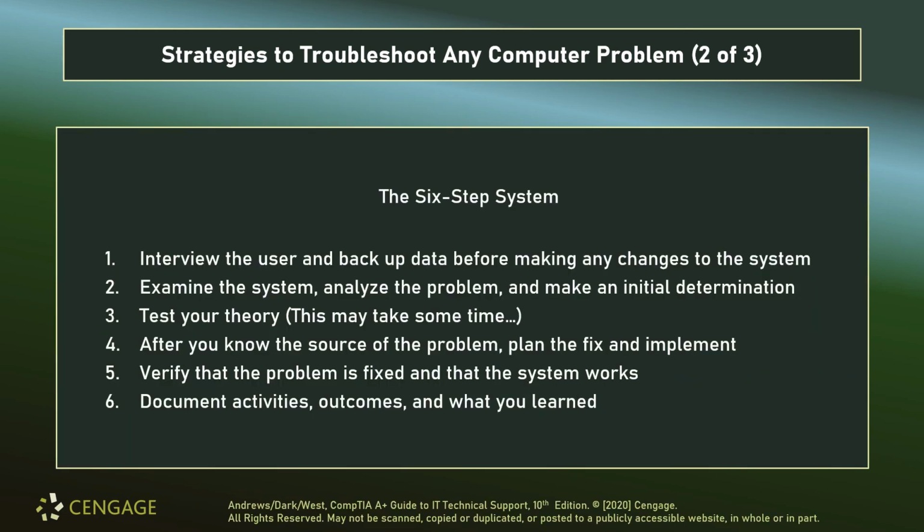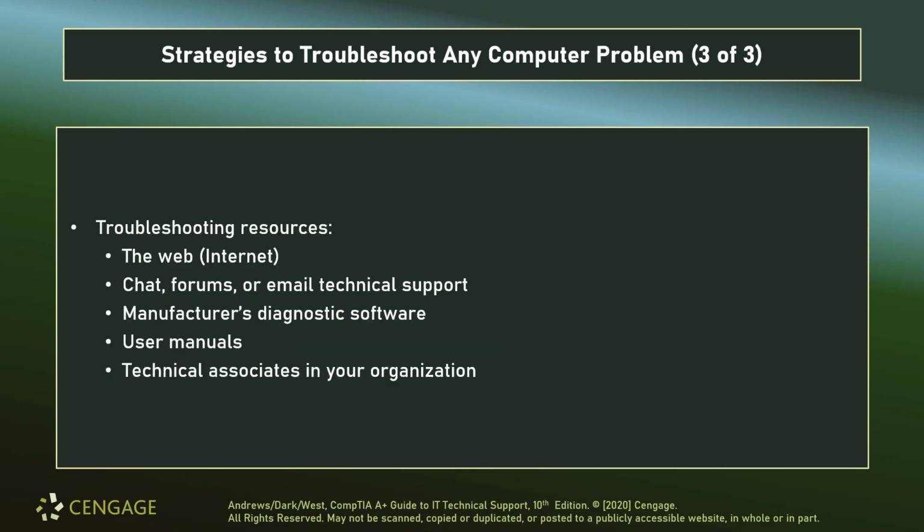So these are going to be some textual examples of things that we've already talked about. Again, that 6-step system. Just to reiterate: interview, backup data, step 1. Examine, analyze, and make an initial theory, step 2. Test your theory, step 3. Plan the fix and implement, step 4. Verify the fix, do preventatives if you can, step 5. And then document and do the wrap-up, step 6.